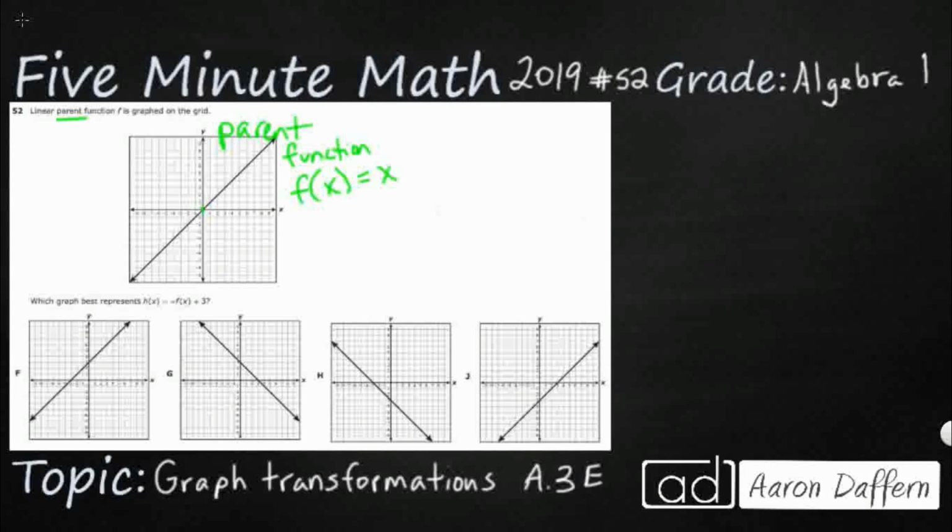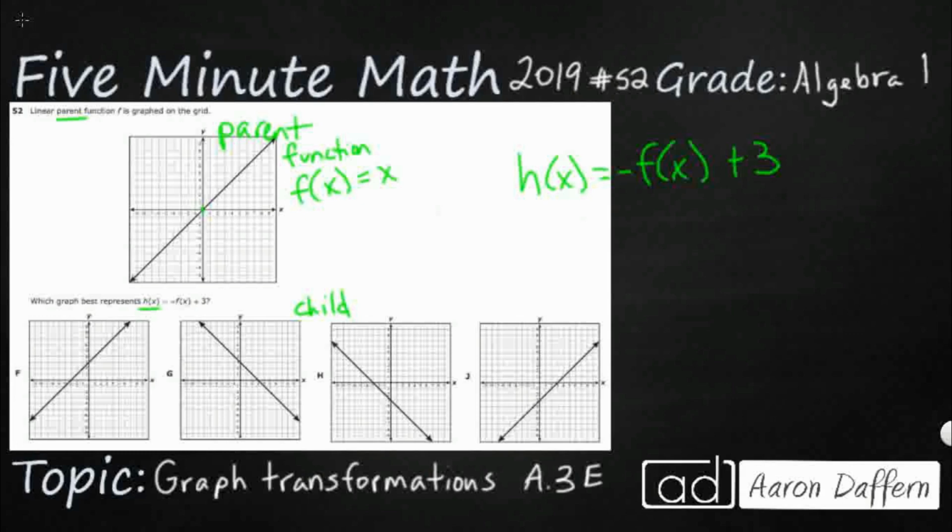Now we've got these different child functions. We call them parent and child functions because what we're going to do is transform them. So we've got this h of x equals f of x plus 3. So let me write this here. We need to find the correct representation of h of x. So negative f of x plus 3. All right, so we're going to attack this in two different stages.